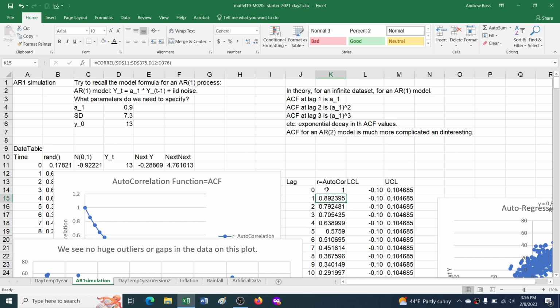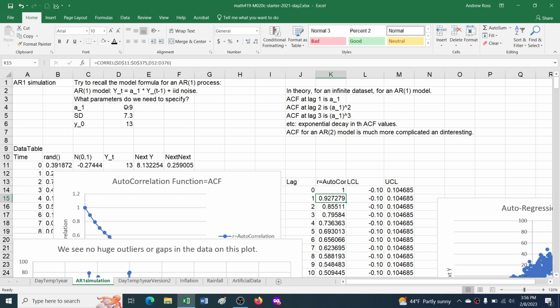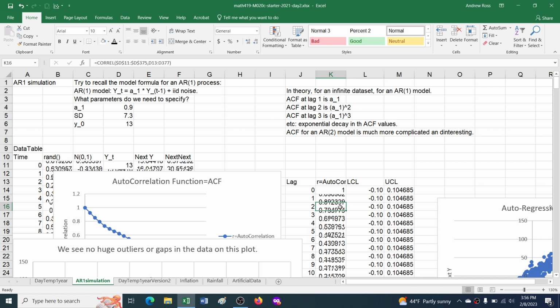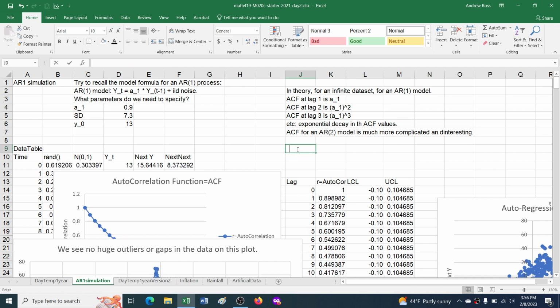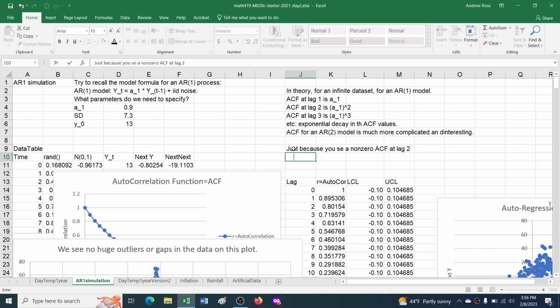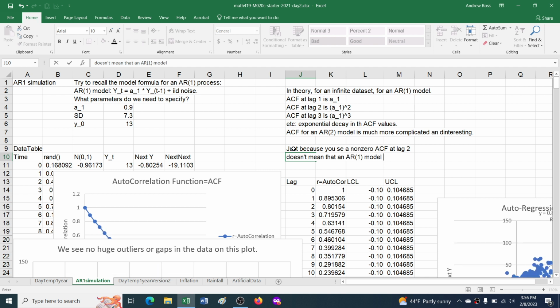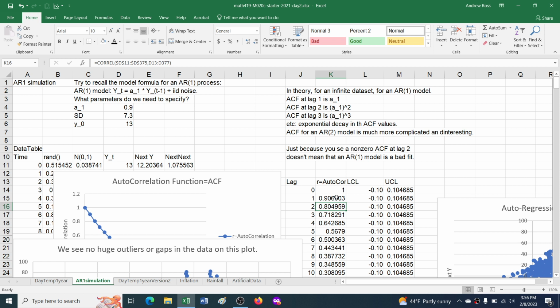Let's try to get back here. So we know that 0.9 squared is 0.81, and here we're seeing values that are kind of plausibly 0.81. Well, let's type that out. Just because you see a non-zero ACF at lag 2 doesn't mean that an AR1 model is a bad fit. If the ACF at lag 2 is substantially different than the square of the ACF at lag 1, then you should maybe start thinking about AR2 models.